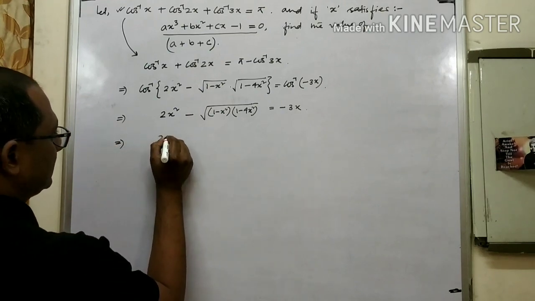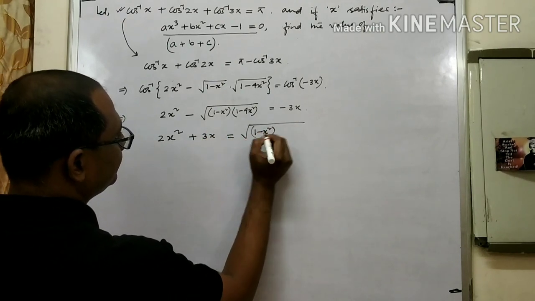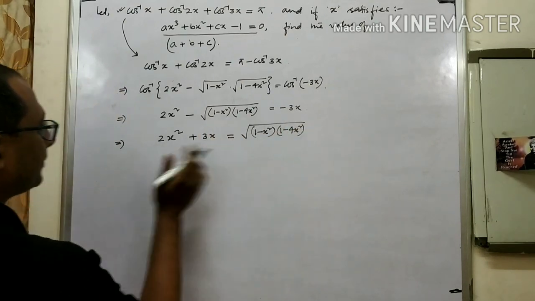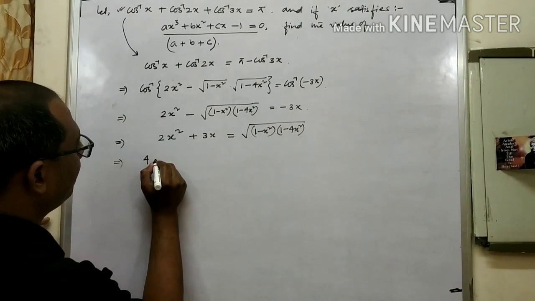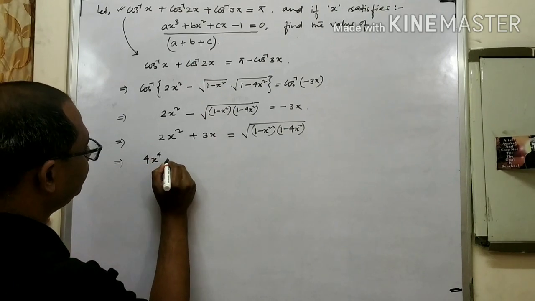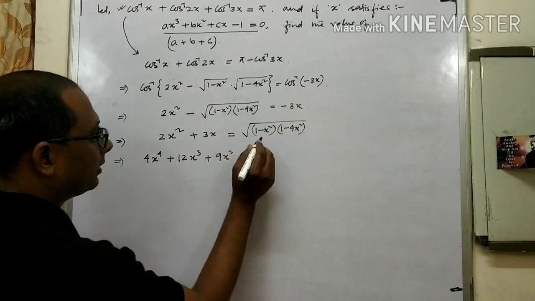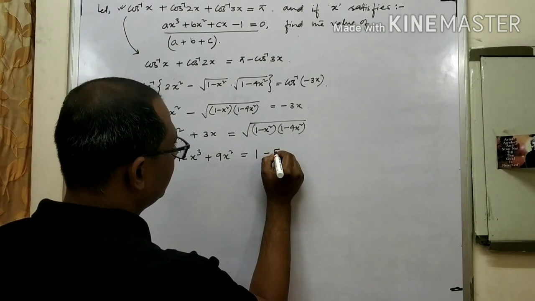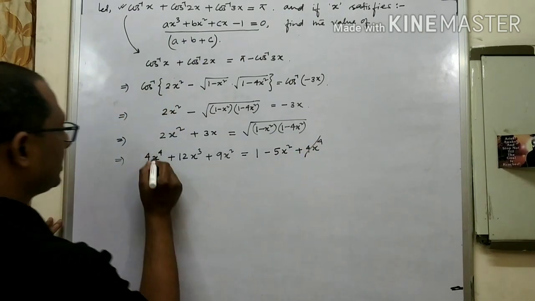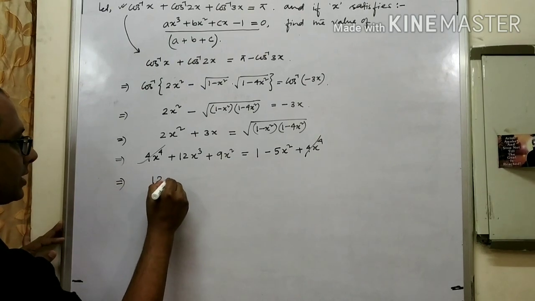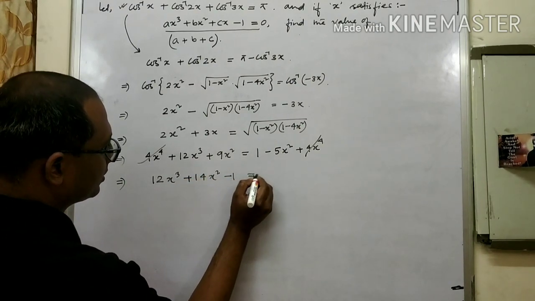So transposing these terms, we get 4x to the power 4 plus 12x cubed plus 9x square is equal to square root of 1 minus x square, 1 minus 4x square. So we'll square both sides to get 4x to the power 4 plus 12x cubed plus 9x square, and here I'm going to get 1 minus 5x square plus 4x to the power 4. This term and this term cancel each other, so we'll be left with 12x cubed plus 14x square minus 1 equal to 0.